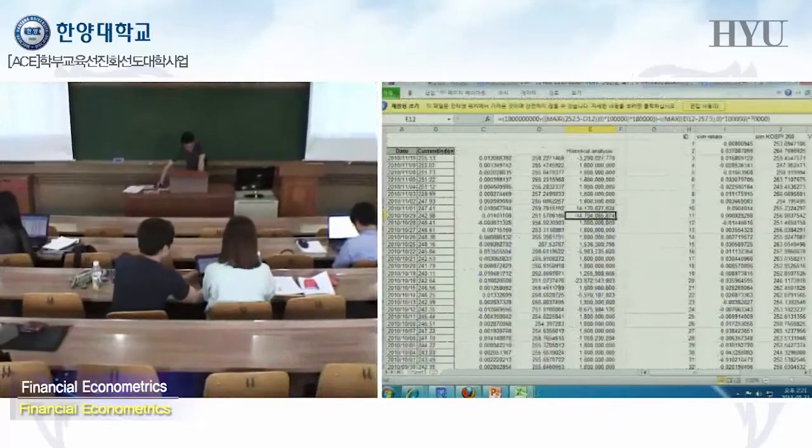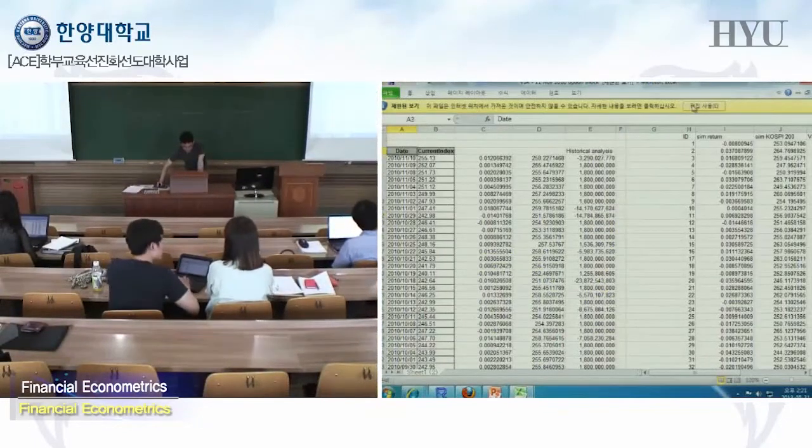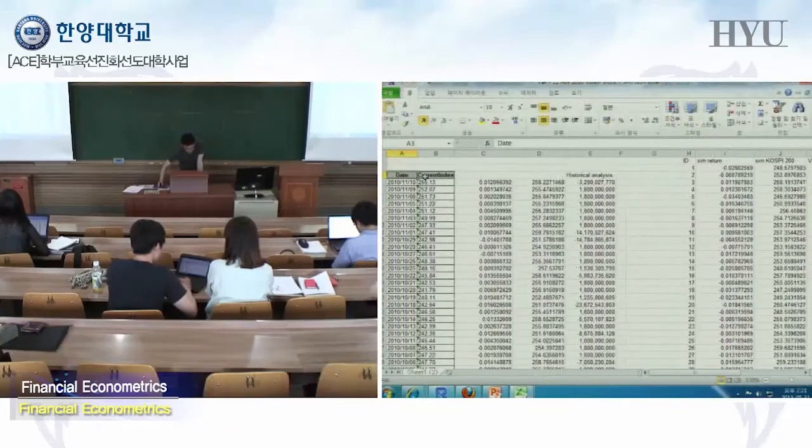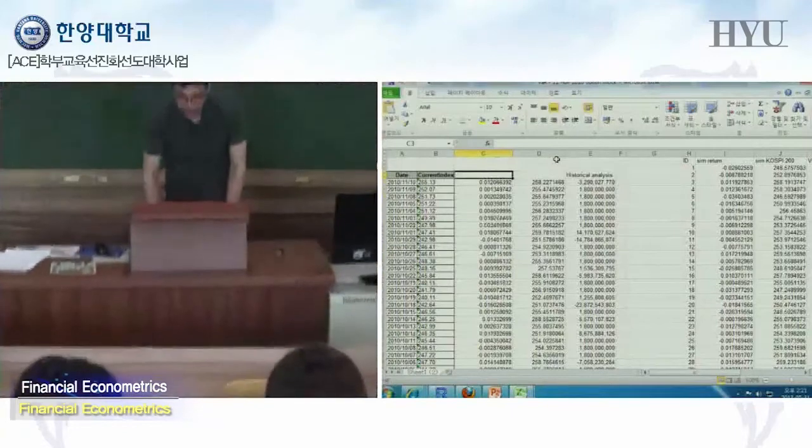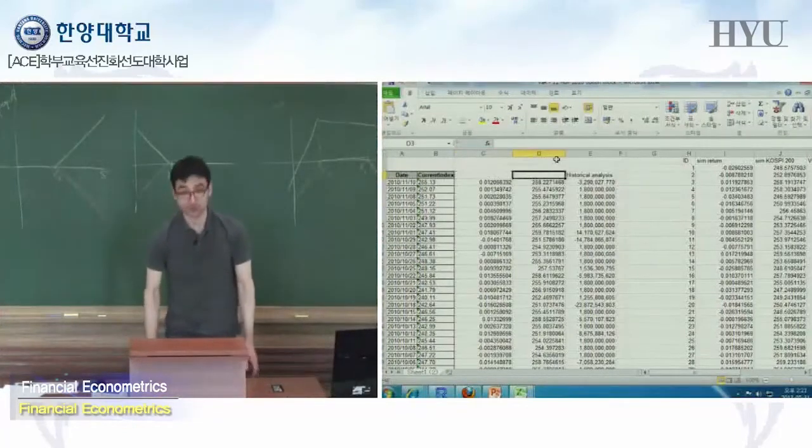Okay, so again, this is the data. This is exactly the data. It is the current index, and this is log of this one. I just calculated it. It is return. And it is the simulated values.